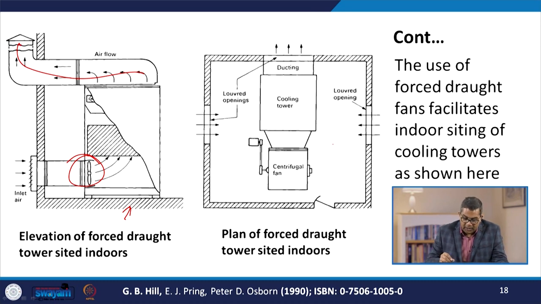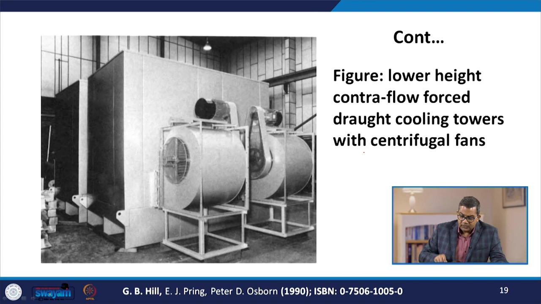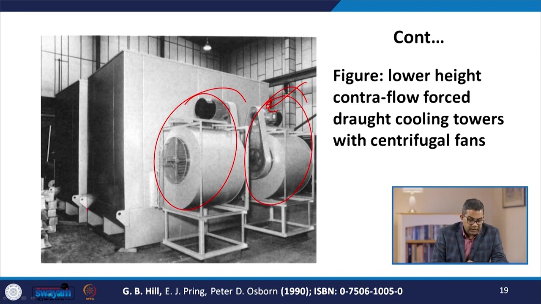Here this is the plan of the forced draught tower within the indoors. You can see these are the louvers opening, cooling tower, ducting, and the fans, both the axial one and the centrifugal one. Now, this is the actual figure of the lower height contra-flow forced draught cooling towers with the centrifugal fans. Here you see these are the centrifugal fans, and this is the packing or casing of these cooling towers.